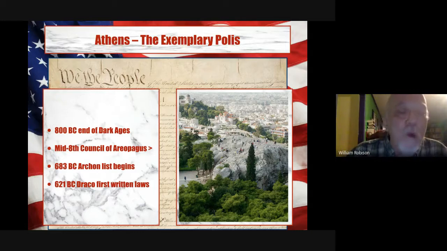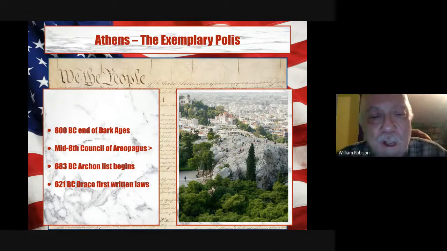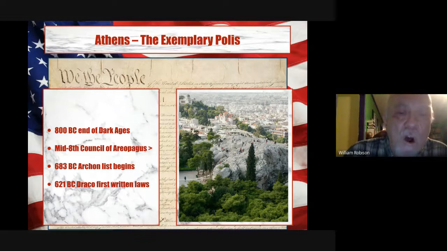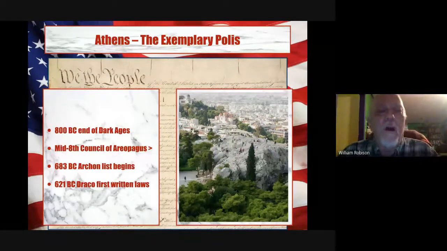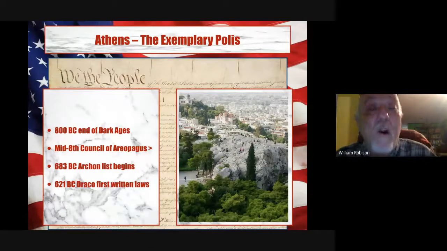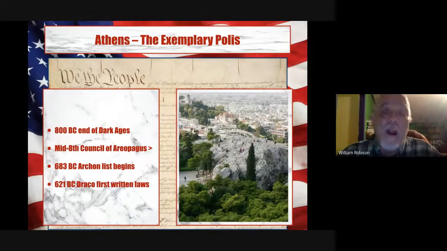About 621 BC, an archon by the name of Draco, as in Malfoy, produced the first written set of laws for Athens, which is quite early, much earlier than the Romans do, for example. These laws were rather harsh in nature, which is why we refer to laws that are harsh as draconian. But at any rate, there's a great advantage to having law written down, because then you know how to defend yourself if you're charged with something.